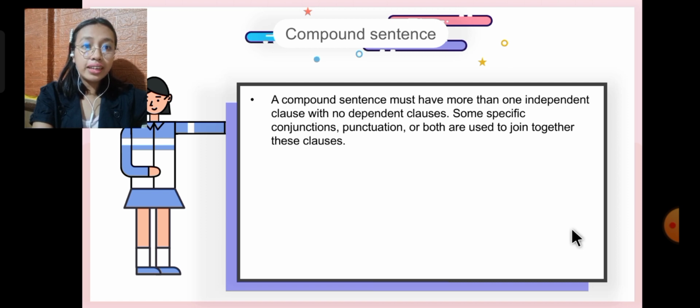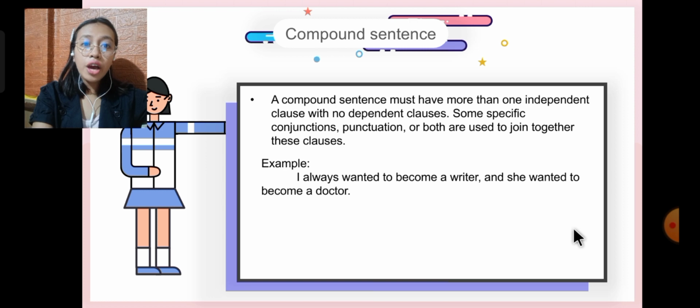Compound sentence. A compound sentence must have more than one independent clause with no dependent clauses. Some specific conjunction, punctuation, or both are used to join these clauses together. Example: I always wanted to become a writer, and she wanted to become a doctor. In this example, there are two independent clauses, "I always wanted to become a writer" and "she wanted to become a doctor." There are also two verbs in these clauses, and they are joined by the conjunction "and."